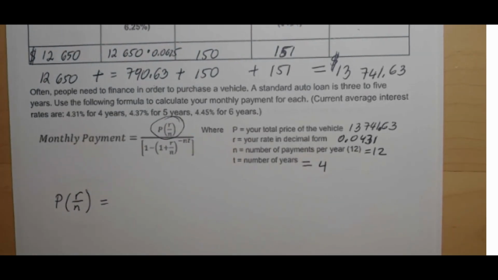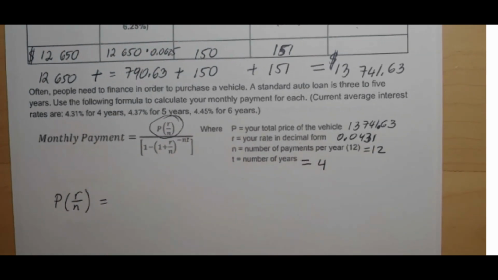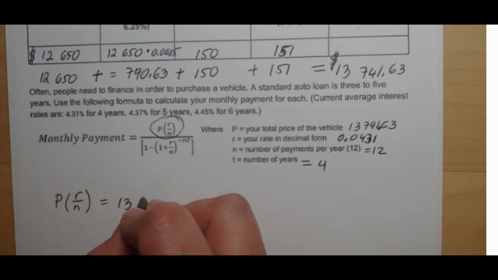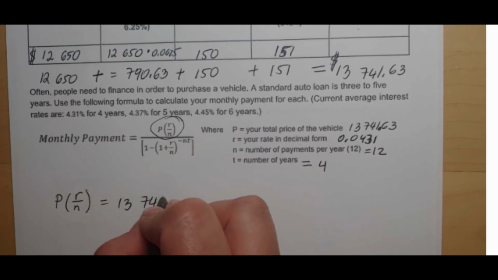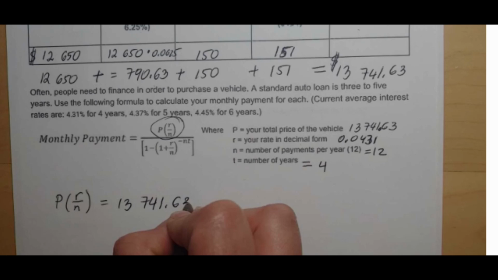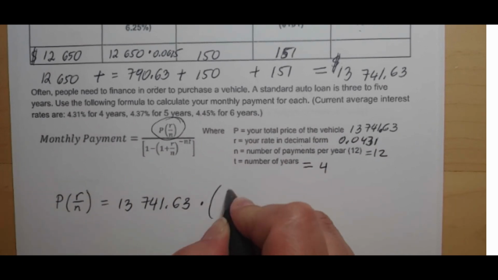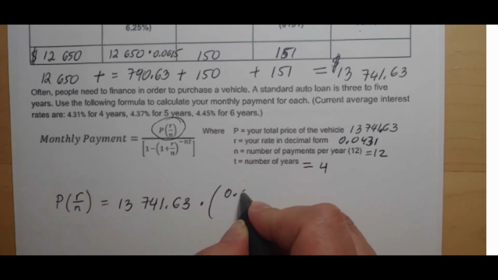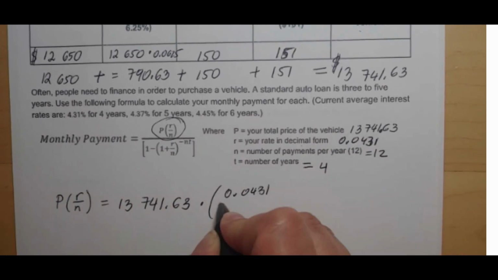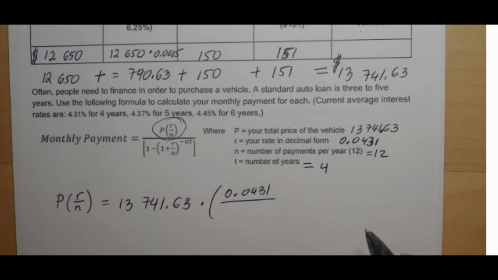Okay, so I'm going to take my initial price, total price of my car with the taxes and everything. I'm going to multiply it by R. R is 0.0431 and divided by N, and the N is number of.